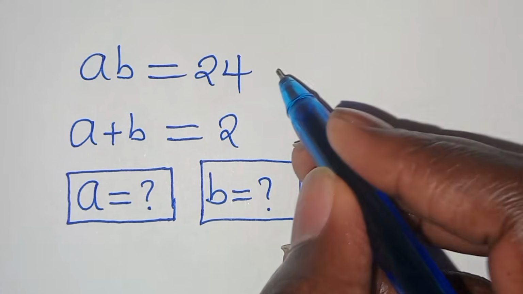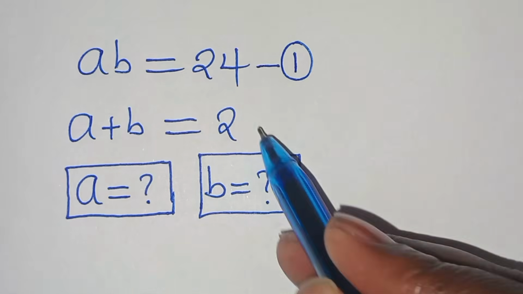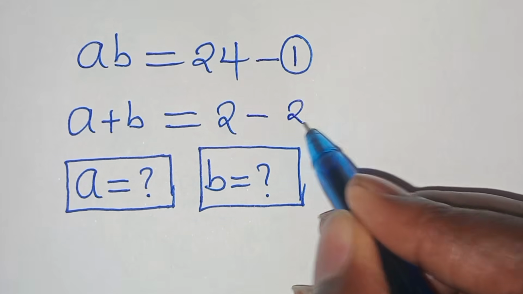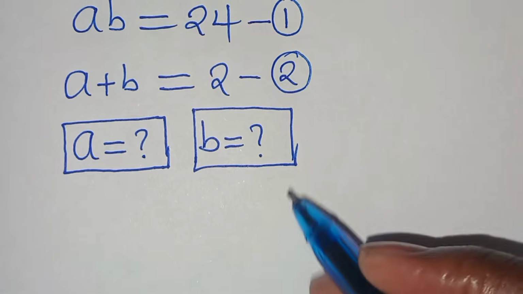You're welcome to solve this nice algebra problem, which is a times b. This is equal to 24. Let's call this equation 1, and that's a plus b. This is equal to 2. Let's call this equation 2. So what is the value of a and what is the value of b?